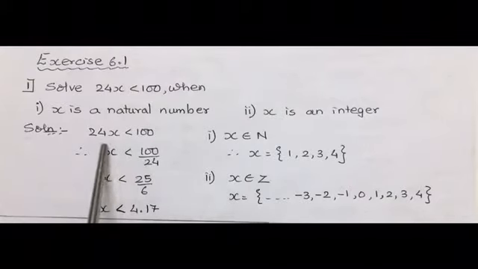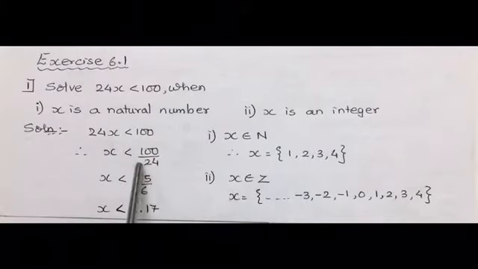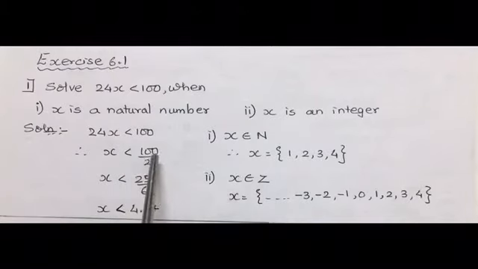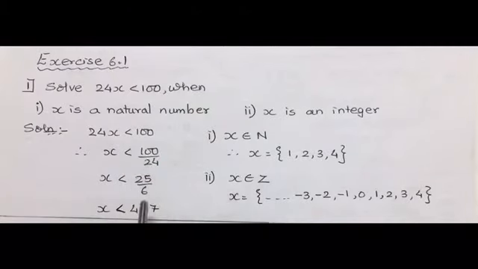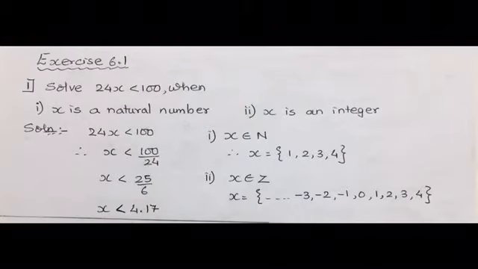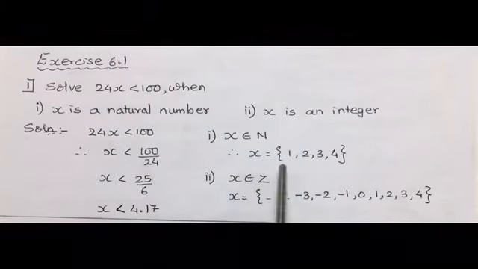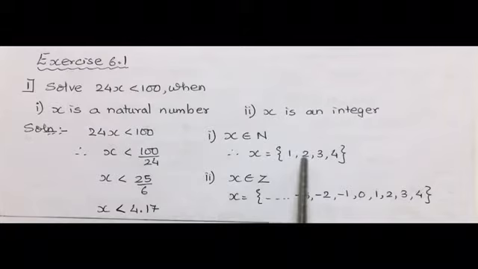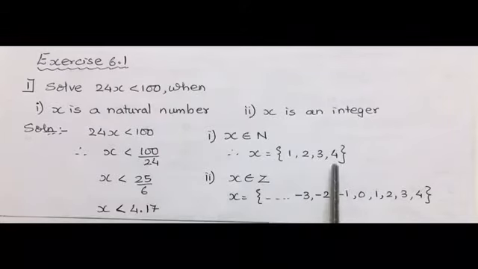So 24 is taken to the other side. We get x is less than 100 by 24. Converting it to decimal, we get x is less than 4.17. Now if x is less than 4.17, the first case is natural numbers, then it will take only the values 1, 2, 3 and 4. Since 4.17 is there, 4 can be taken.